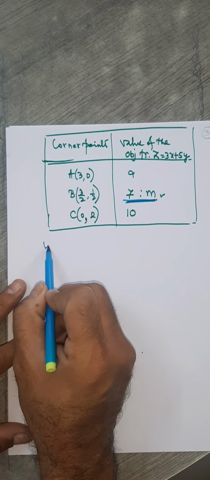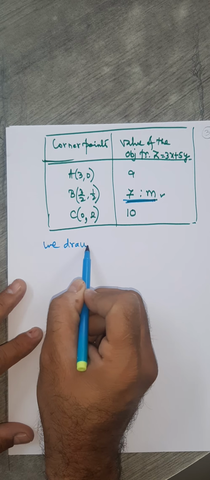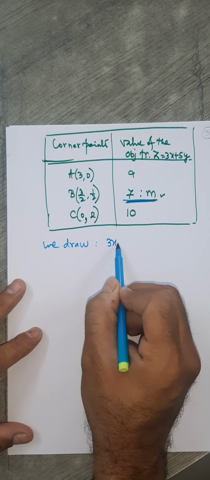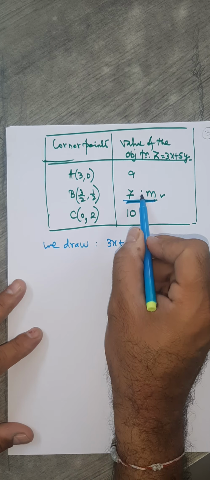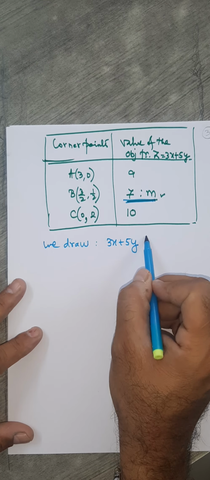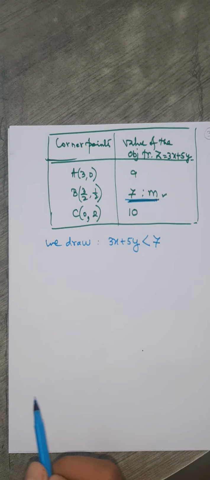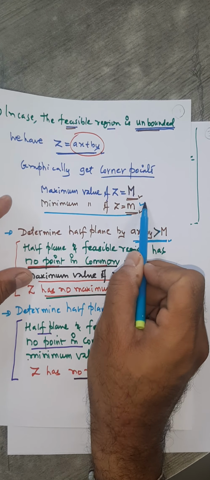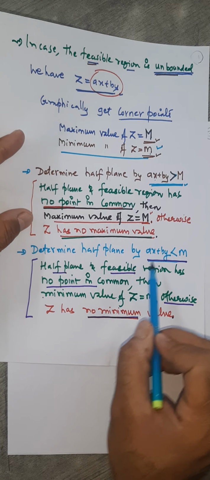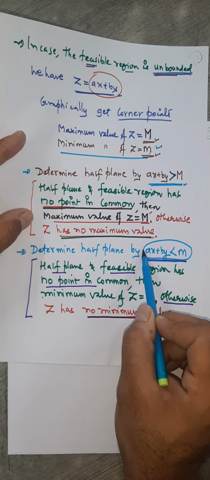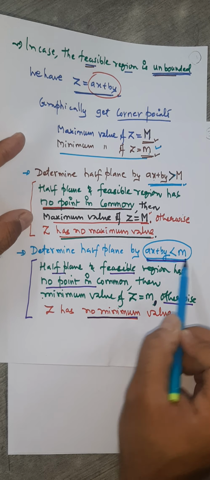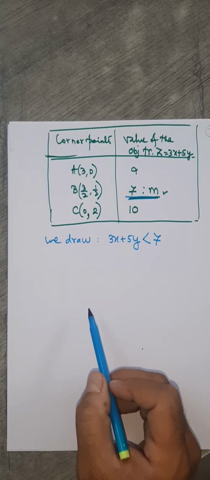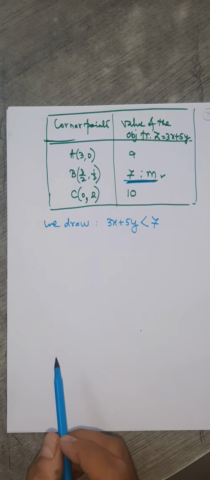For an unbounded region, what do we draw? The objective function 3x plus 5y for the minimum value less than 7. Just I'll show you. If you have the minimum value of z here, small m, then we draw this ax plus by less than m, and we find the half plane. We are following this theory. I'm drawing this in the previous slide.